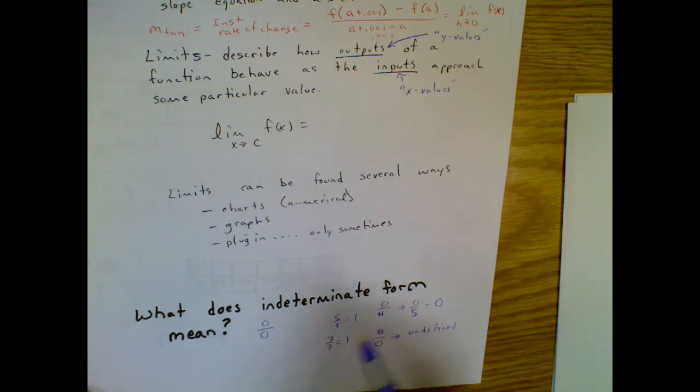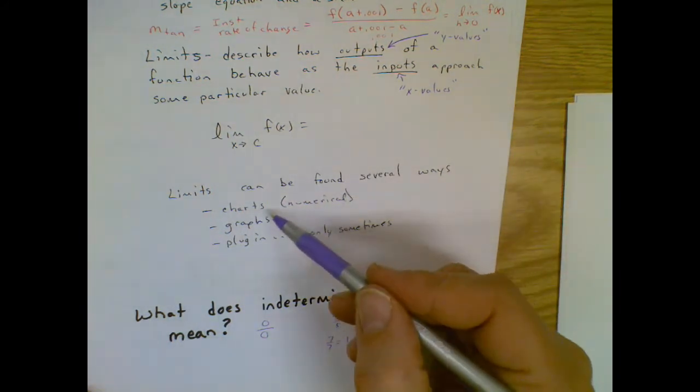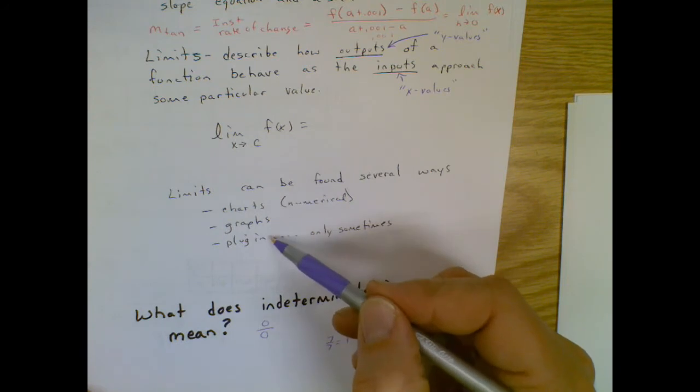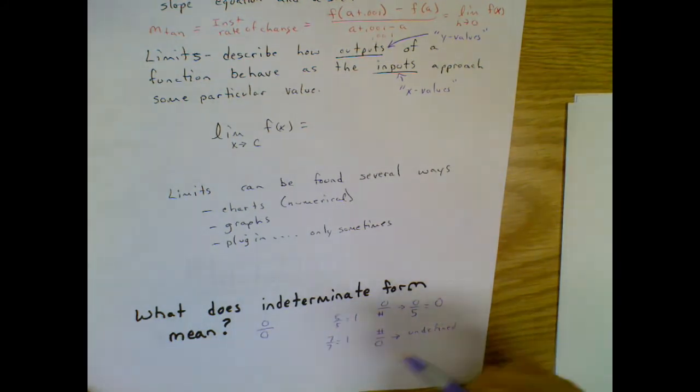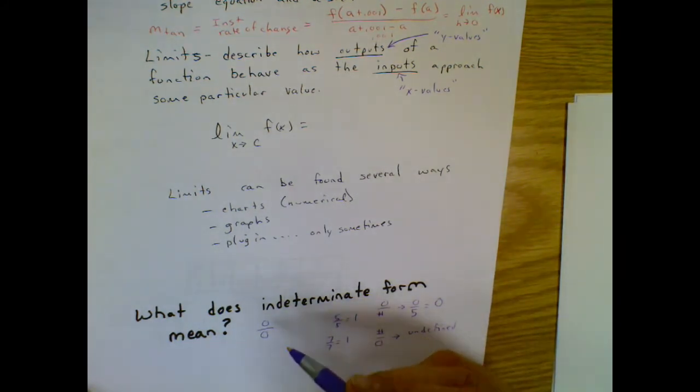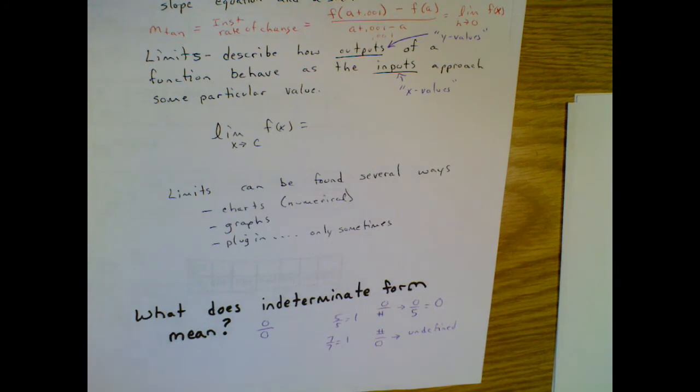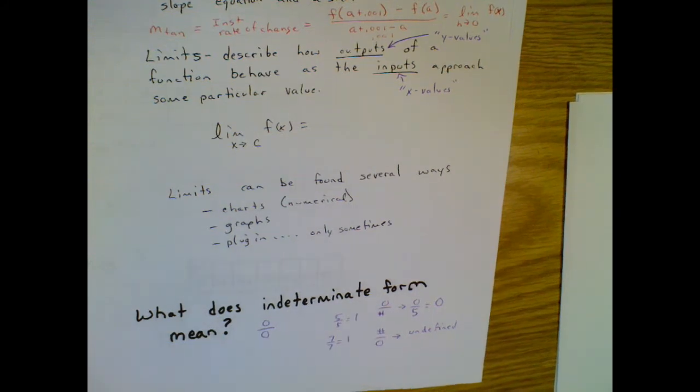And although most things can be done with charts, graphs, and plugging them in, we're going to spend a lot of time on things that have an indeterminate form, because that rare situation is where most of the work comes from. So on your homework, you're going to have a lot of 0 over 0 stuff. You're going to have also some easier stuff, but you're going to have a lot of 0 over 0 stuff.